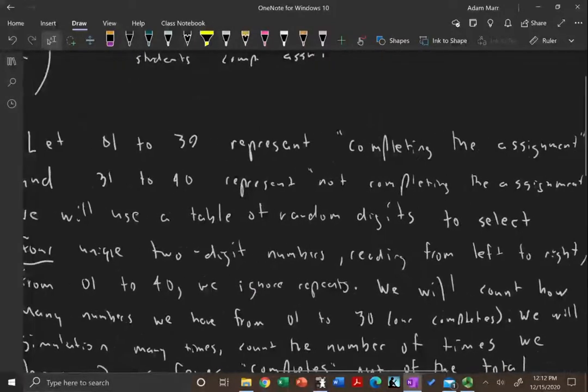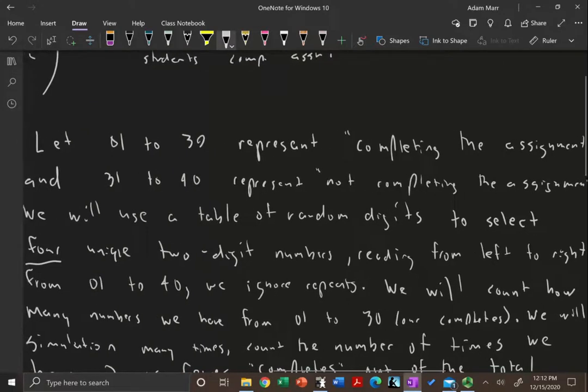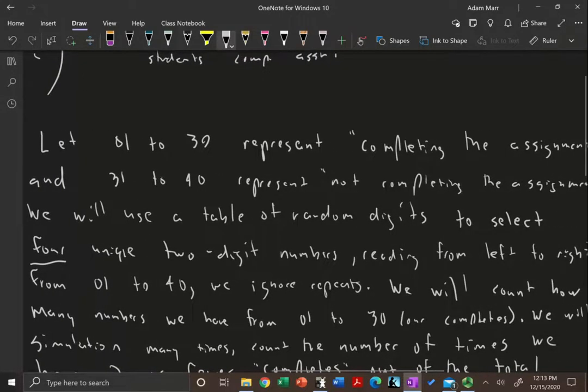And then we will use a table of random digits to select 4 unique 2-digit numbers, reading from left to right, from 1 to 40, and we're going to ignore repeats. So right here, we're selecting 4 actual 2-digit numbers. Remember, it's 2 digits because right here, they're forcing us to use a table of random digits, from left to right, from 1 to 40, and we're going to ignore any repeats.